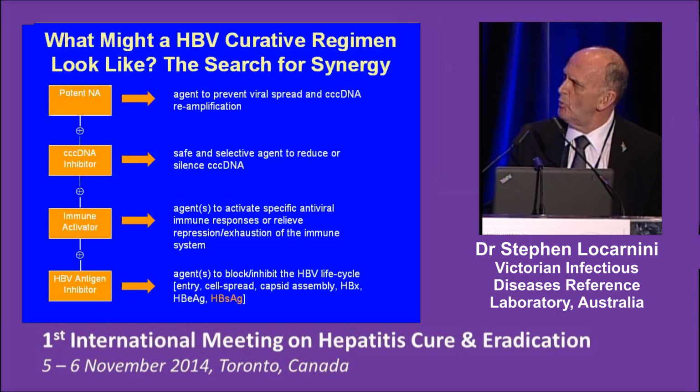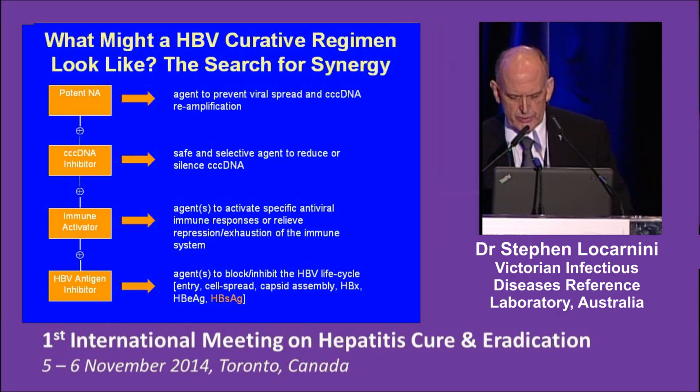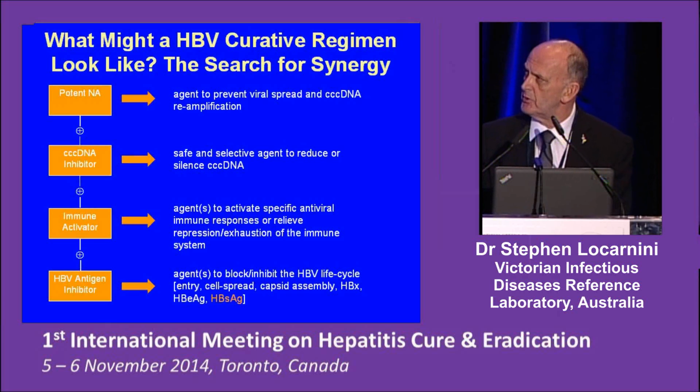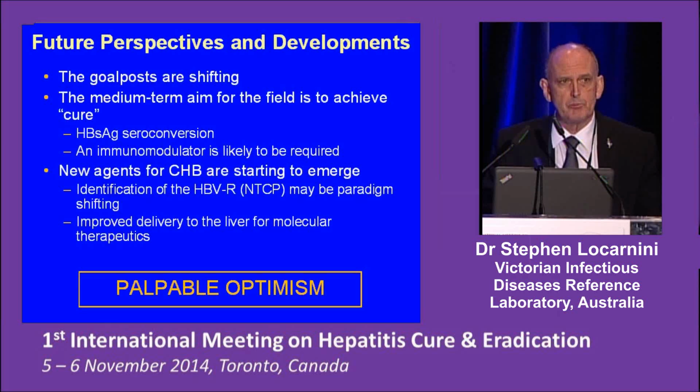And what would a hepatitis B curative regimen look like? Well, it needs a potent nucleoside analog. I should have said a mini chromosome inhibitor, an immune activator, and an excess surface antigen producer. But we really have to then titrate these as best we can in order to effect a virological cure. So I think it's very exciting. It's great to be in B, and the goalposts are shifting.